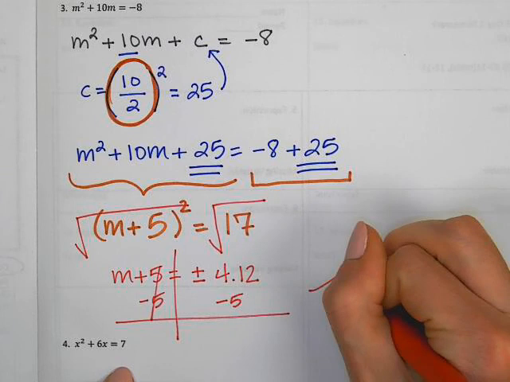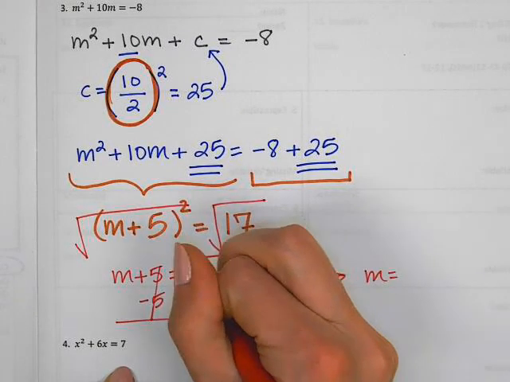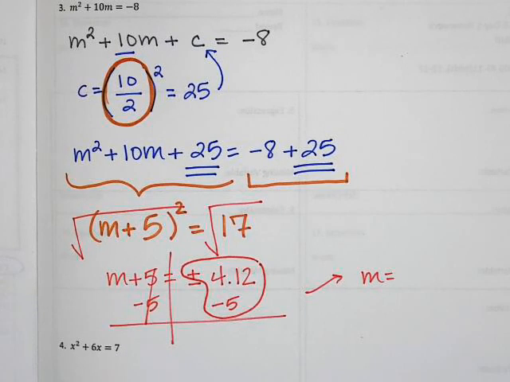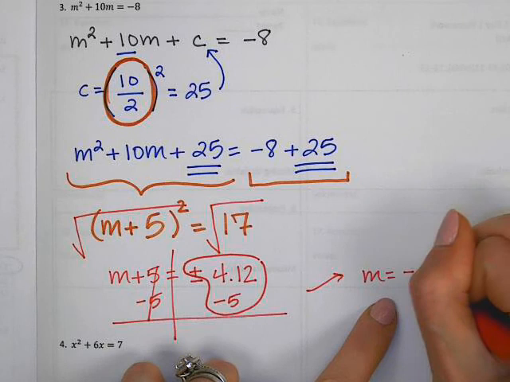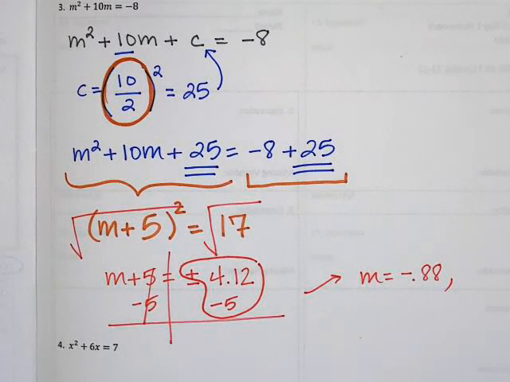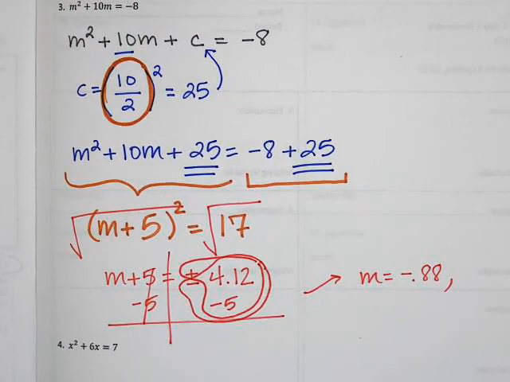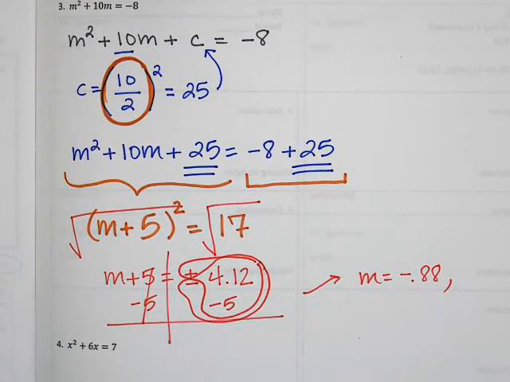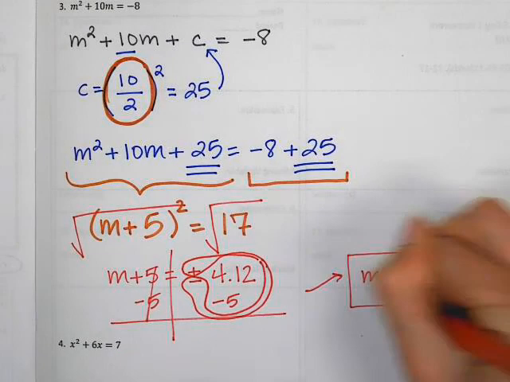All right, so let's do it over here. m equals, two answers. 4.12 minus 5 is negative 0.88. And then we have to do negative 4.12 minus 5. Negative 4.12 minus 5 is negative 9.12. So those are your two answers.